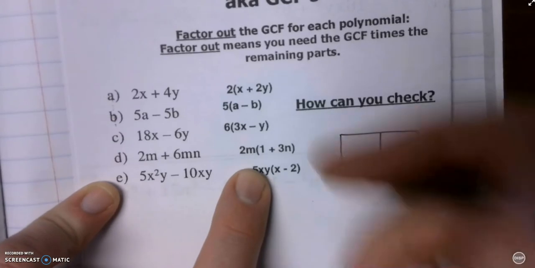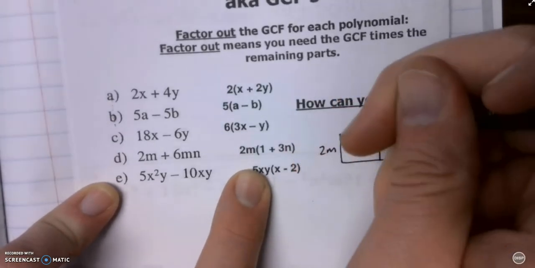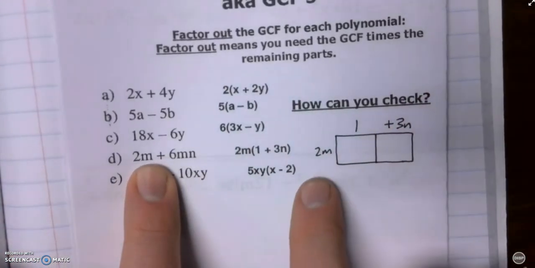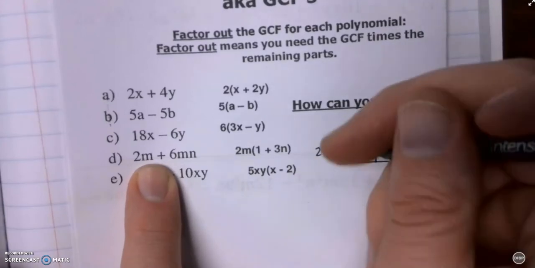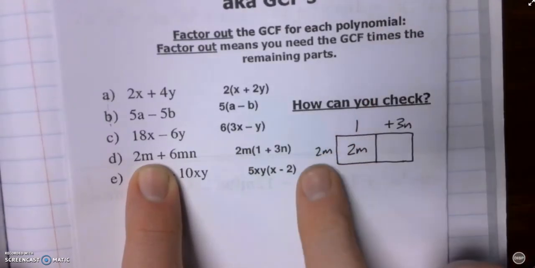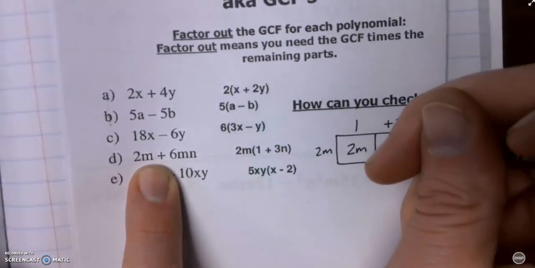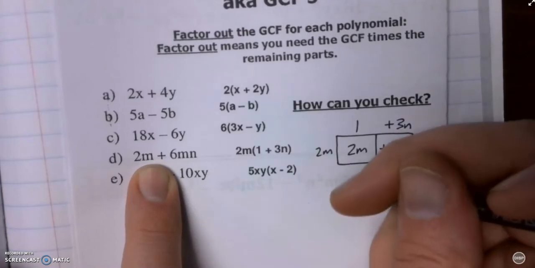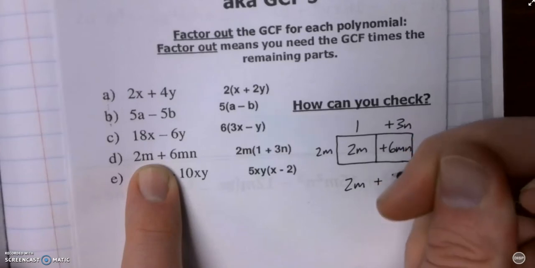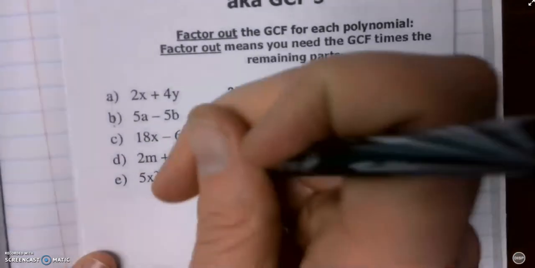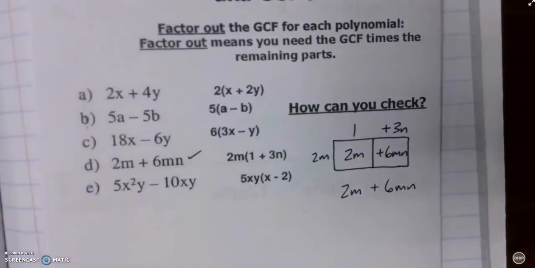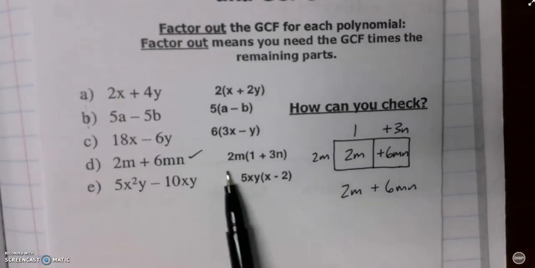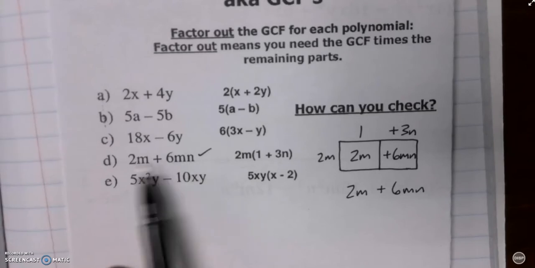But if I want to check and see that 2m times 1 plus 3n gives this original expression, all I need to do is multiply. 2m times 1 is 2m, and 2m times positive 3n would be 6mn, and it's positive. And the expression I get, since I can't combine those like terms, is 2m plus 6mn, which is what we started with originally. So you should be able to factor a polynomial, and the way to check it would be by multiplying the factors back together and seeing if you get what you started with.